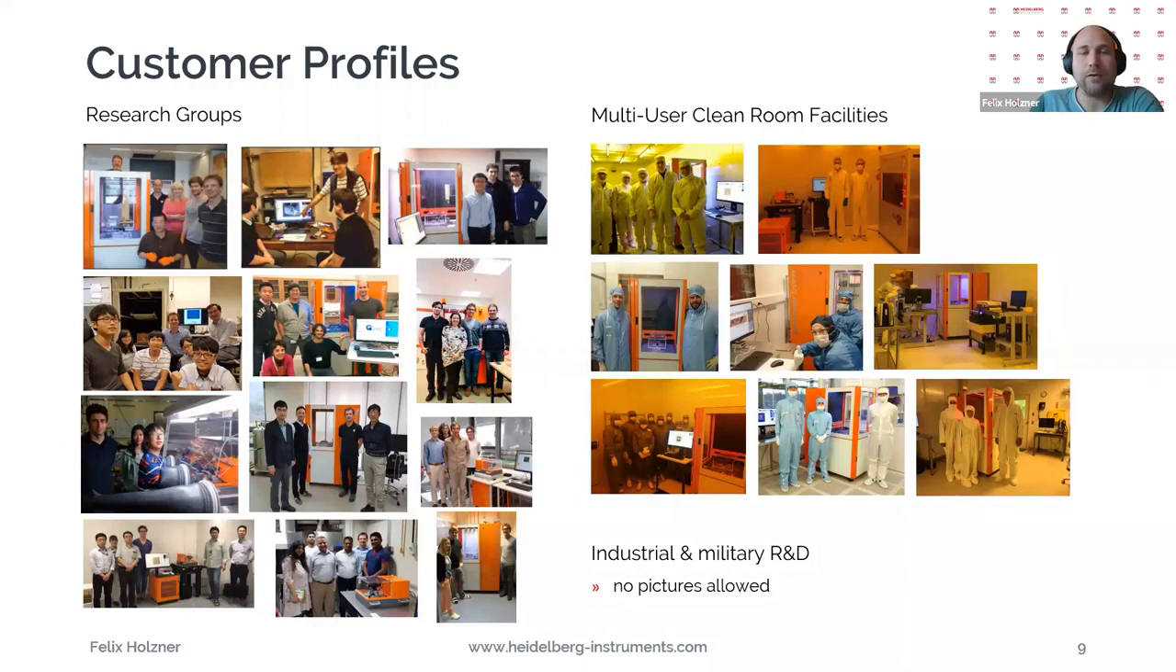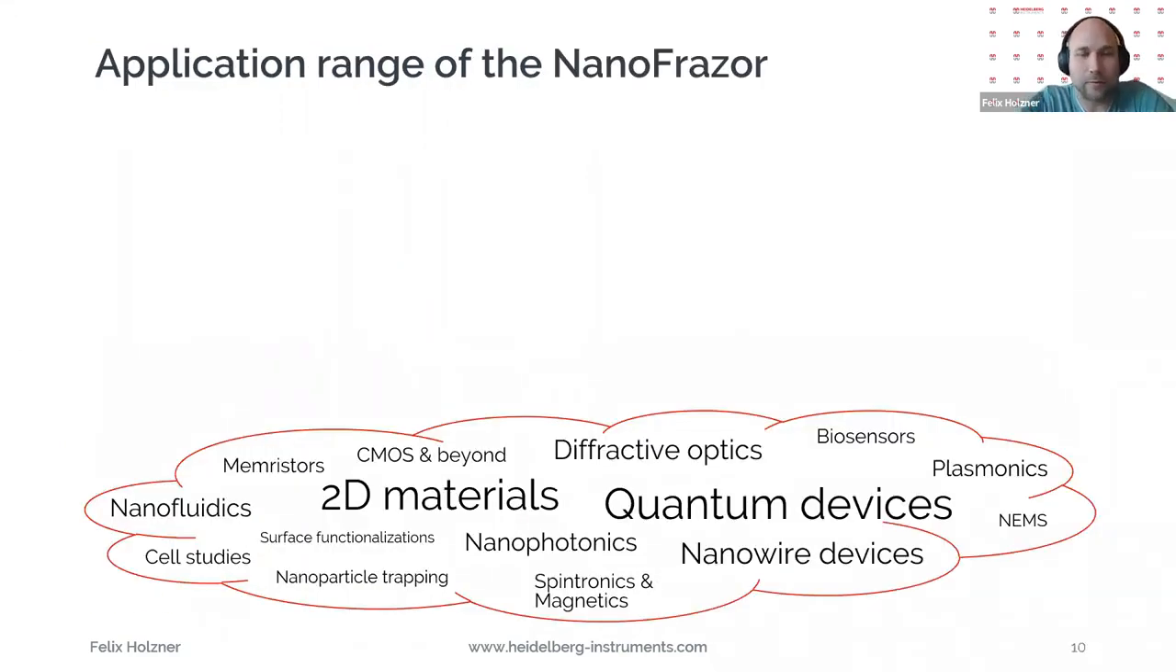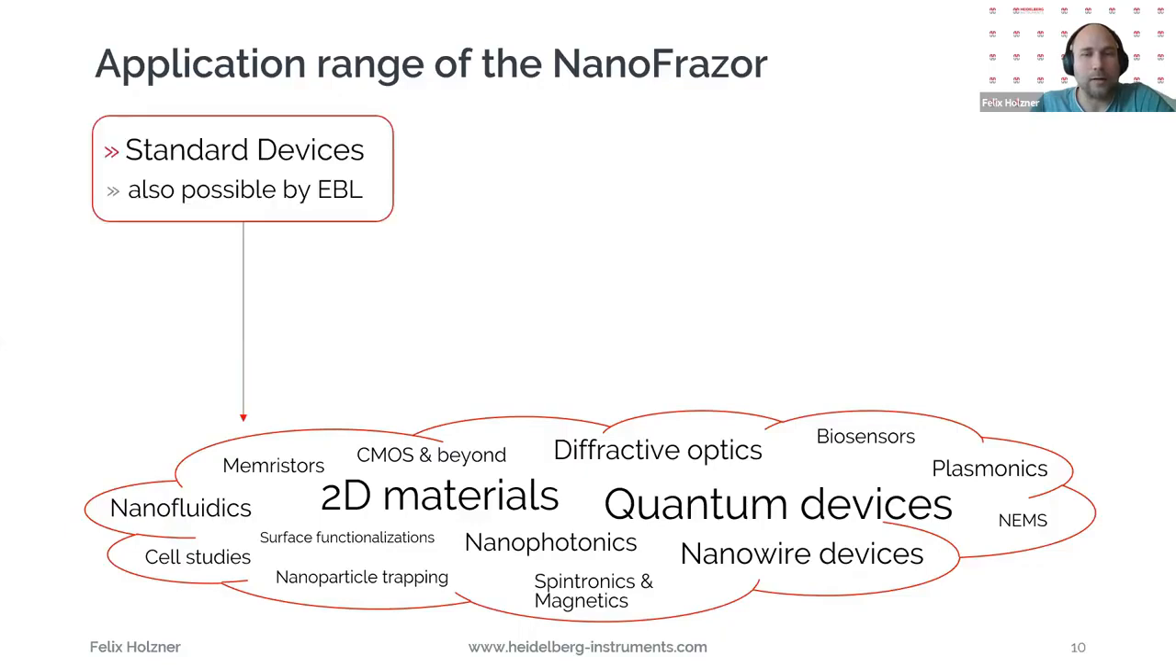What people use the NanoFrazor for is also very diverse. I put this cloud here with a few keywords on topics people use the NanoFrazor for. In general, you can use a NanoFrazor wherever you need artificially made nanostructures on a surface. We divide our customers or application range into two fields. One is what we call standard devices. Those are devices you could also do with normal e-beam lithography. But not everyone has access to an expensive e-beam lithography system, or they are occupied a lot, or for some applications the NanoFrazor is actually much more convenient and easy to use. That's what we call standard devices.